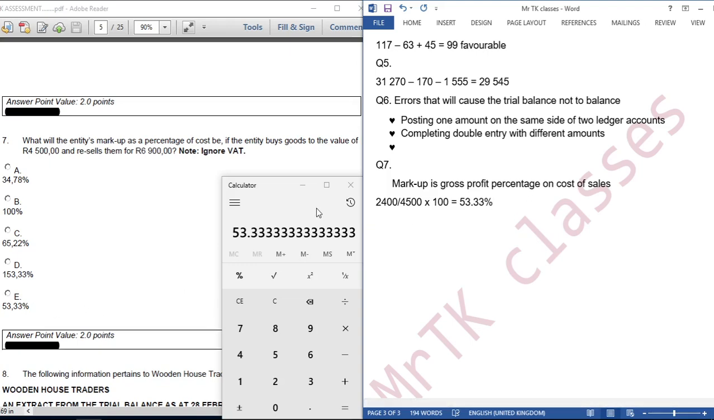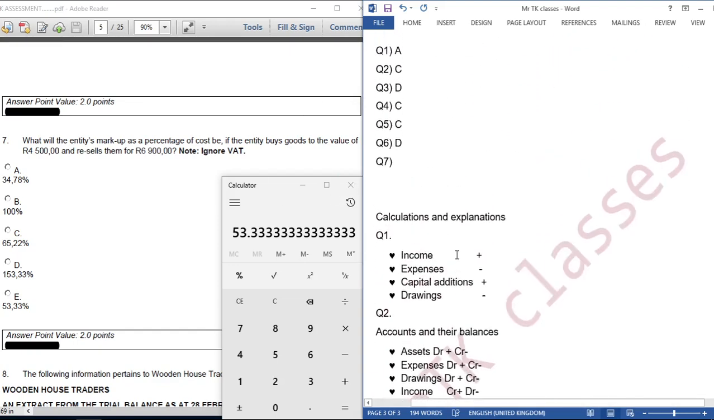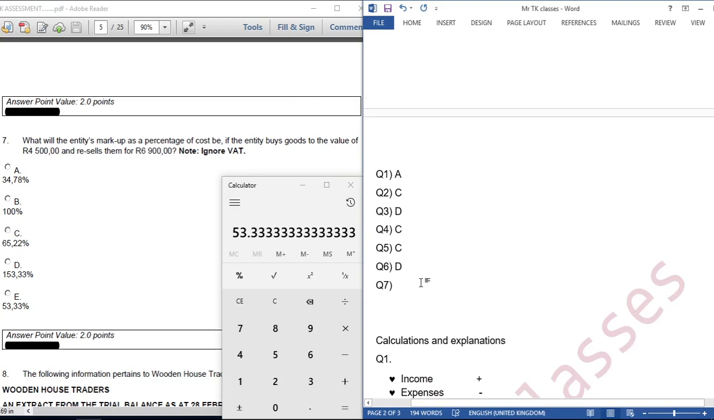53.33%, which is option E for number 7. All right, so question 8.